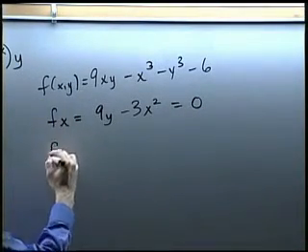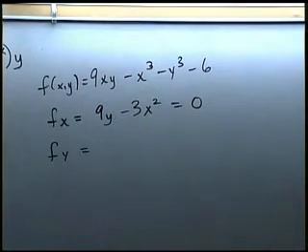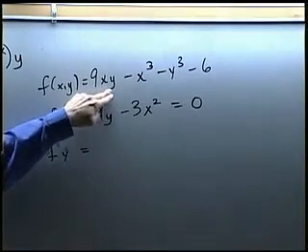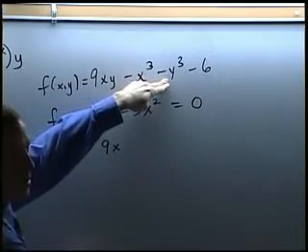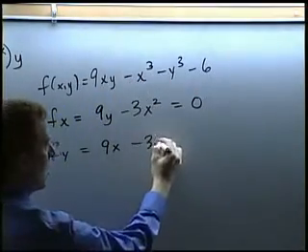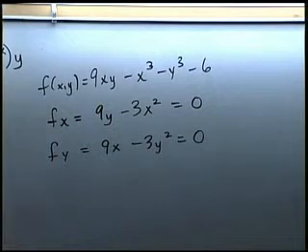Okay, what's fy on this graph, or this equation? 9x. This is 0. Minus 3y squared. Okay, and again, we want to set that equal to 0.